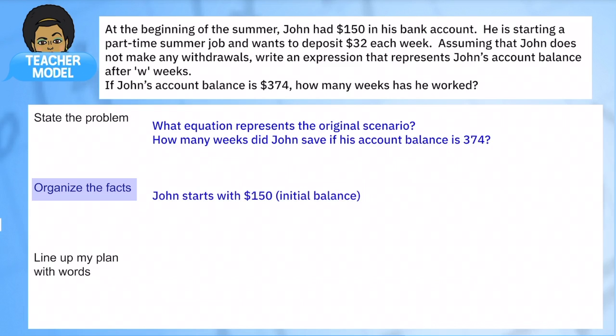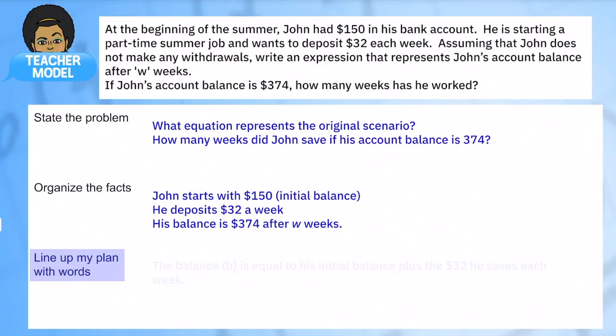Right, so that's the first thing. And here are our facts. We know he starts with $150. That's his initial balance. And then we know that every single week he puts $32 in his account. So he's very disciplined. He doesn't take any money out. And in the second half of the problem, his balance is $374 after W weeks, and we're going to try and figure out how many weeks he had to work to make that much money.